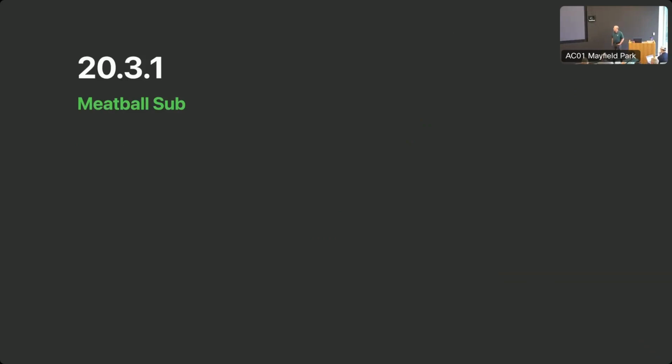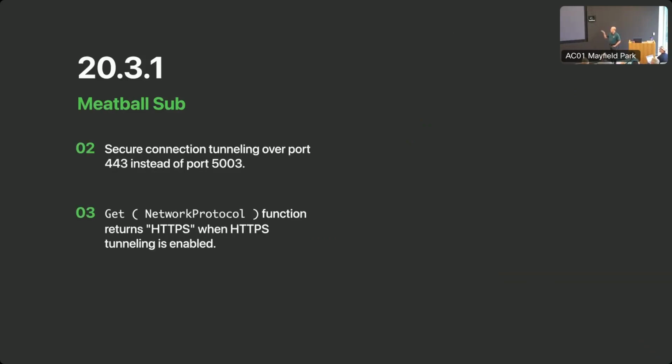So we got the meatball sub. There are two features here that kind of go together. On server, you can now have secure connection tunneling over port 443 instead of 5003, which can be very important if you're in an area where opening port 5003 in your network is difficult. You now have the option to use 443. But this feature is limited to FileMaker Server running on Linux, so just be aware of that. You can't just turn it on for Windows or Mac.